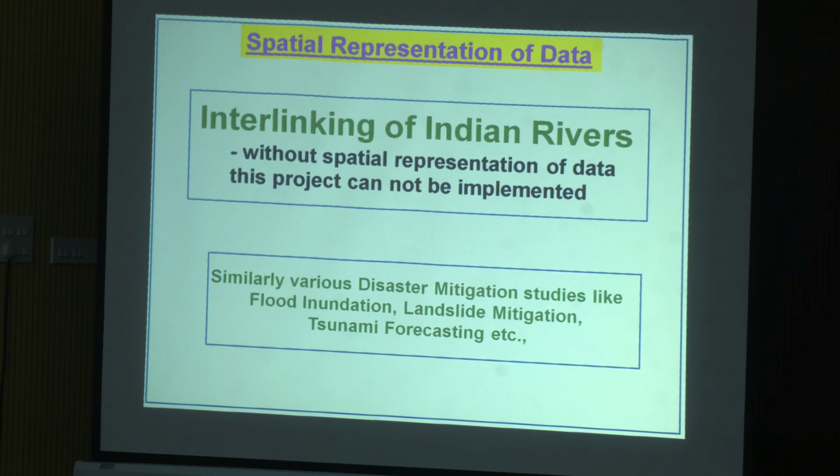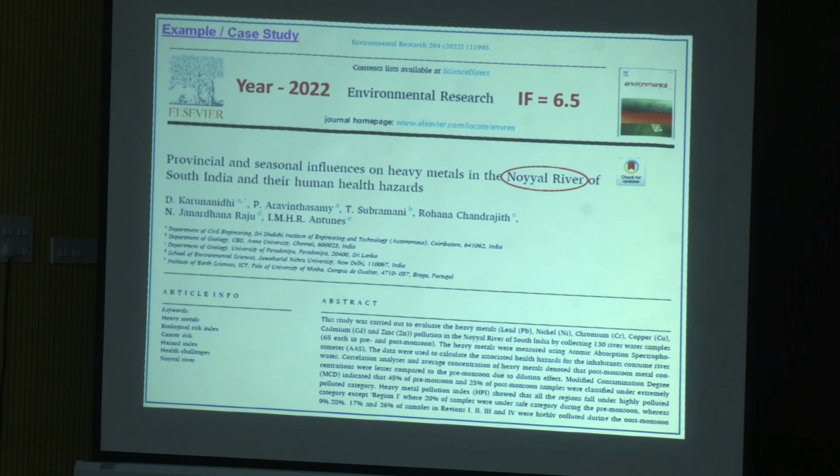Then one more example I will give you for spatial representation. Everybody is talking about this interlinking of Indian rivers. If you don't go for this kind of spatial representation, you cannot implement this work. You may have a lot of data. For example, if you ask the Tamil Nadu government, they will give enough data for Kaveri basin. Then you can get details from the Andhra government about Krishna, Godavari. But how will you implement this work? You have to go for spatial representation. Then only it is possible to implement this. Particularly for various disaster related studies, you have to go for spatial representation of your output or data. So I have some case studies for this.